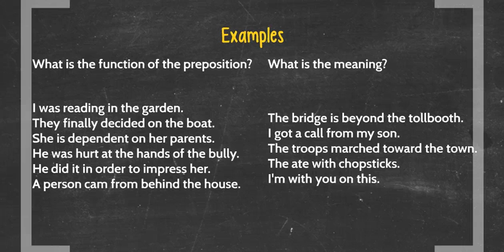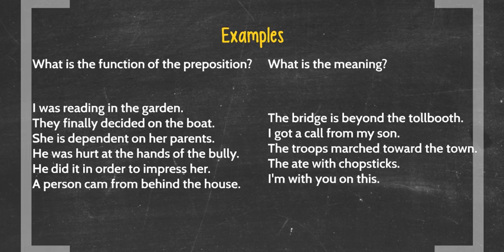So, I was reading in the garden. In this case, in the garden. Let's apply our test. If I can say, in the garden I was reading, I can, then I'm dealing with a prepositional phrase here. They finally decided on the boat, meaning they finally bought the boat or made the decision to buy the boat. Decided on is a prepositional verb.